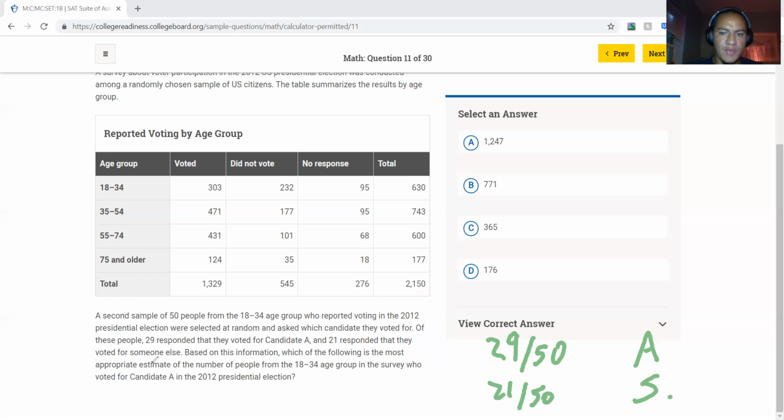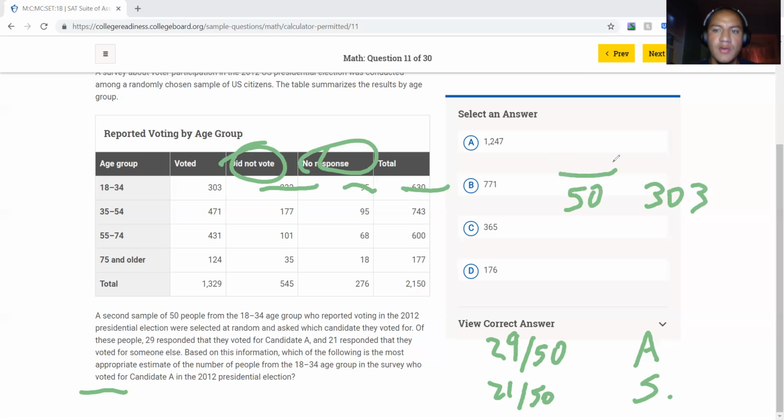So it's the same thing here in the original group. That number that voted, because they voted, so you can't count people that did not vote and no response. You just can't count those. That means you can't count the total. That's a typical mistake. It's always about details in these questions. So the total number that voted was 303. And in the sample, it was 50. 29 voted in that small sample. How much was the number here?